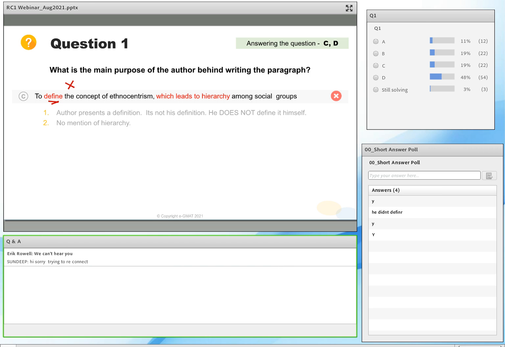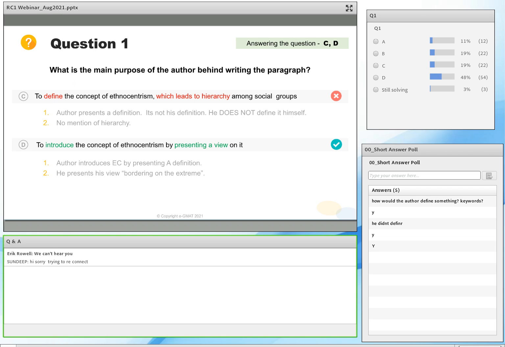So define the concept of EC? Not really. He's not done that. And do we know anything about hierarchy among social groups? Absolutely not. There's no mention of hierarchy. Just because you have a positive feeling towards in-group and negative feeling towards out-group, you cannot just infer hierarchy from there. We'll get into how the author would define something. I'll show you in the next passage. That's a good question. Just hold on to your horses. We're going to discuss that.